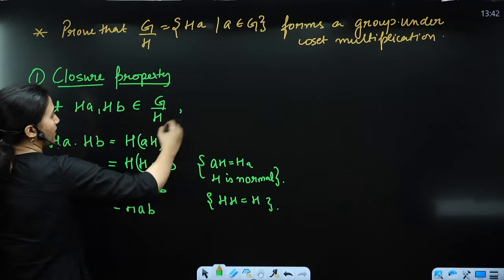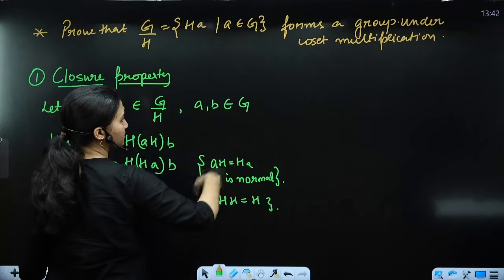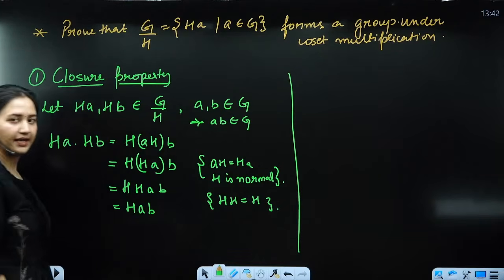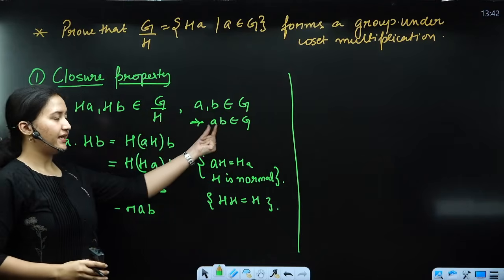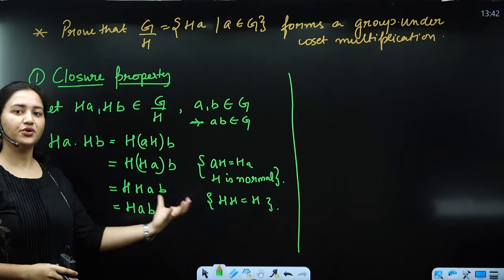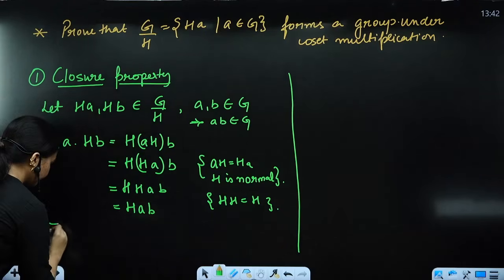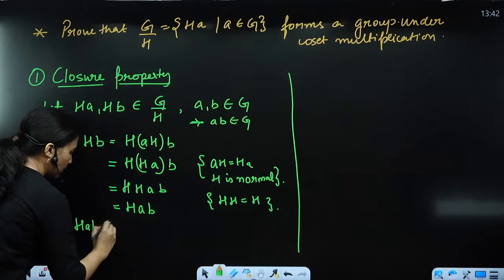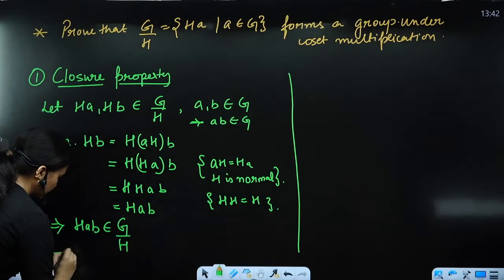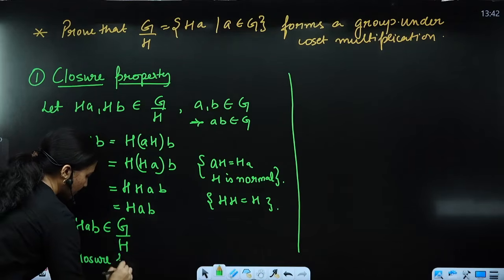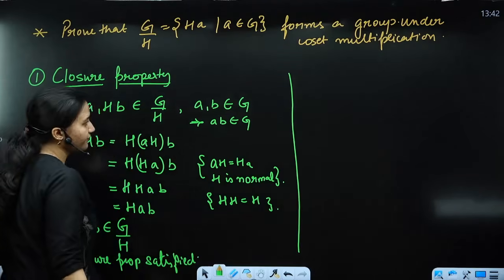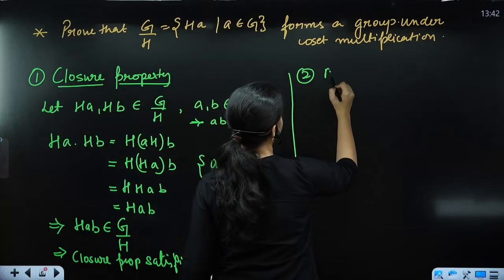Now A comma B belongs to G. This implies that AB belongs to G. Why? Because G is also a group, right? Any problem in that? So since AB is an element of G and we are getting a coset with respect to this element, so this is also going to be a coset, right? So this implies that HAB belongs to G/H, right? This implies that closure property is satisfied, right?